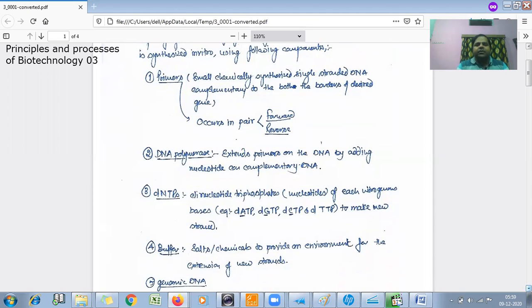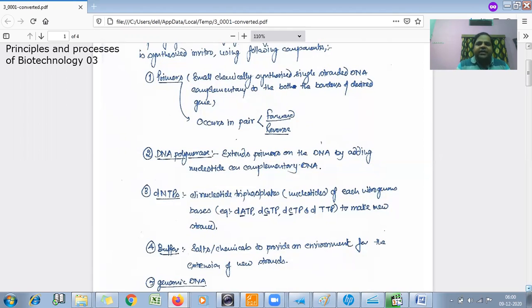First one is primer. So primers are small chemically synthesized single-stranded DNA, and these primers are complementary to both the borders of the desired gene. Suppose I want to amplify a particular gene, suppose a growth hormone. So I need two primers. One will bind to one end of the growth hormone, and another will bind on the other end of that DNA fragment, means growth hormone.